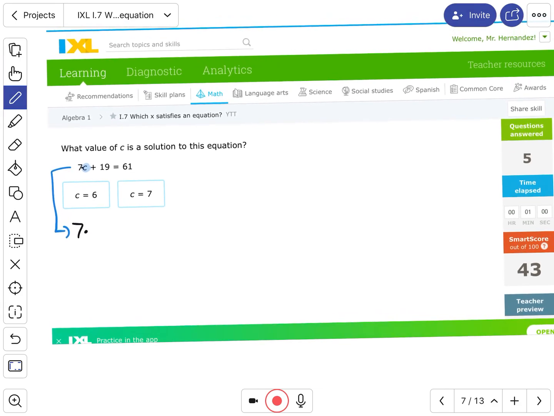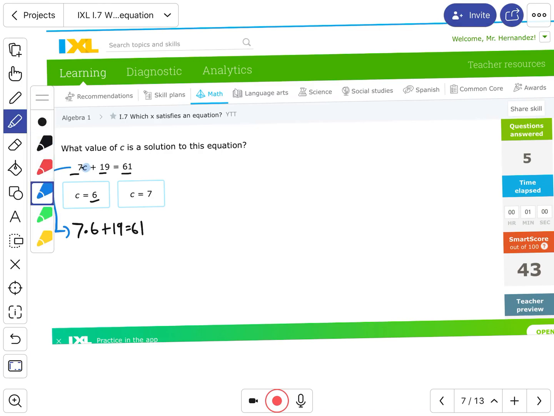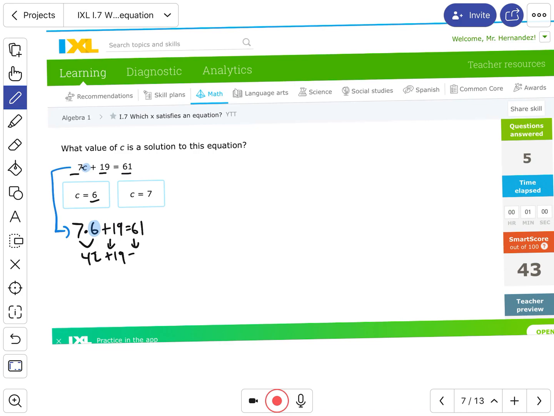I'm going to write 7 times, and then instead of c, I'm going to write 6 plus 19 equals 61. So notice I'm just rewriting all these other things down. I'm just exchanging the c with the 6. Now it's something that we can multiply. So that's going to be 42. Bring everything down, even the equal sign and the 61. 42 plus 19, that's going to be 61. And I'm going to rewrite this down, and that's true.